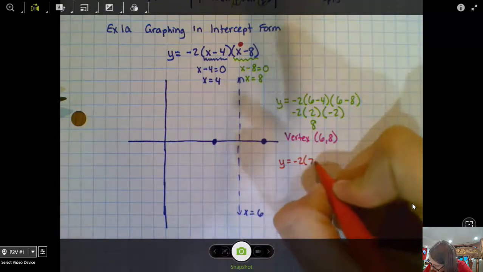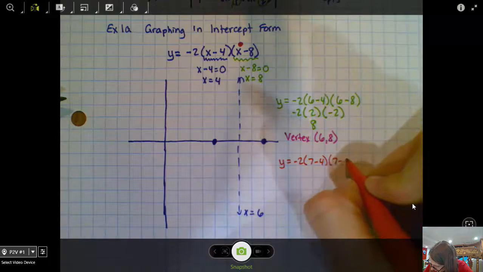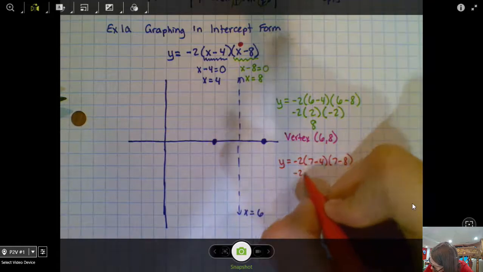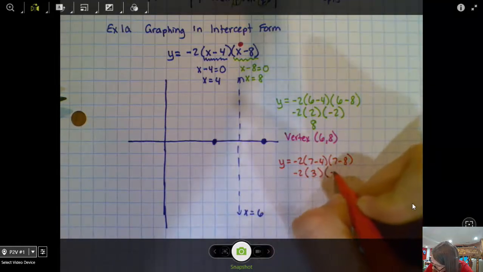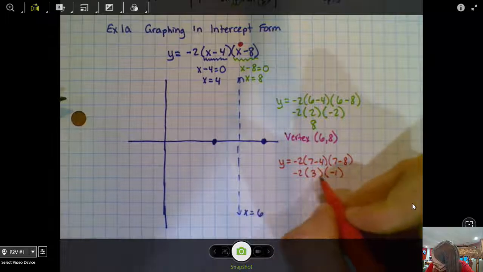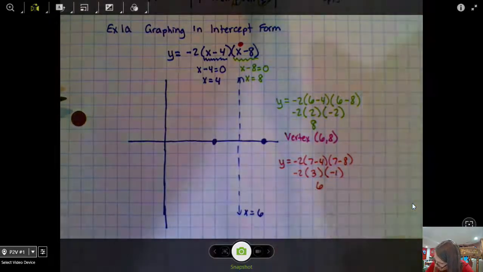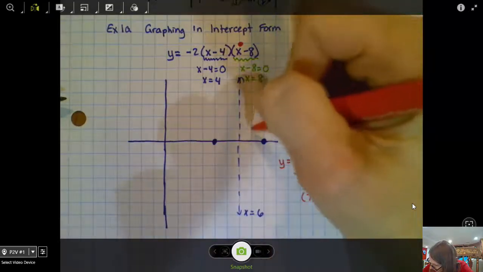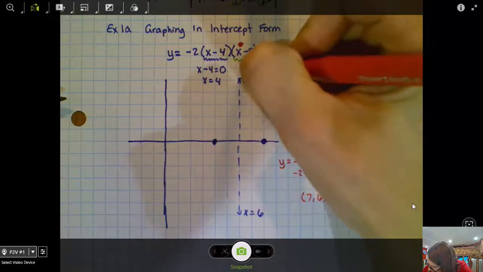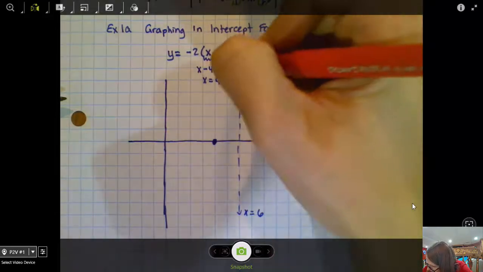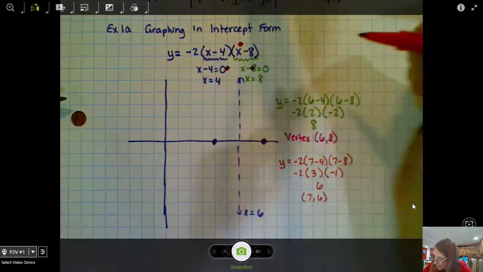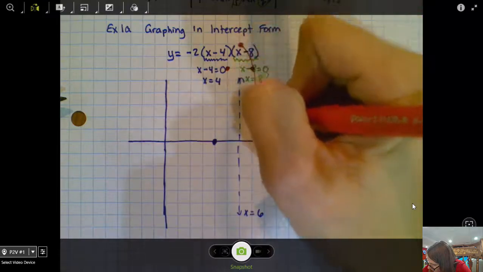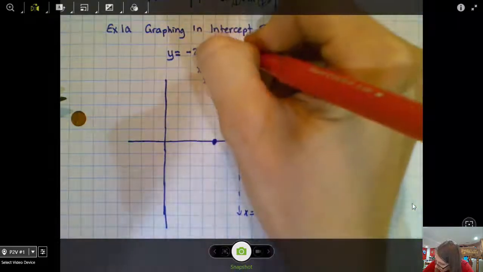-2 times 7 minus 4 times 7 minus 8. 7 minus 4 is 3, times -1. -2 times 3 is -6, times -1 is +6. So 7, 6 is another point on my parabola. Right here. And same on the other side of my axis of symmetry. Now I have enough points, I can connect the dots. And we have our parabola. Don't forget to draw those arrows in.